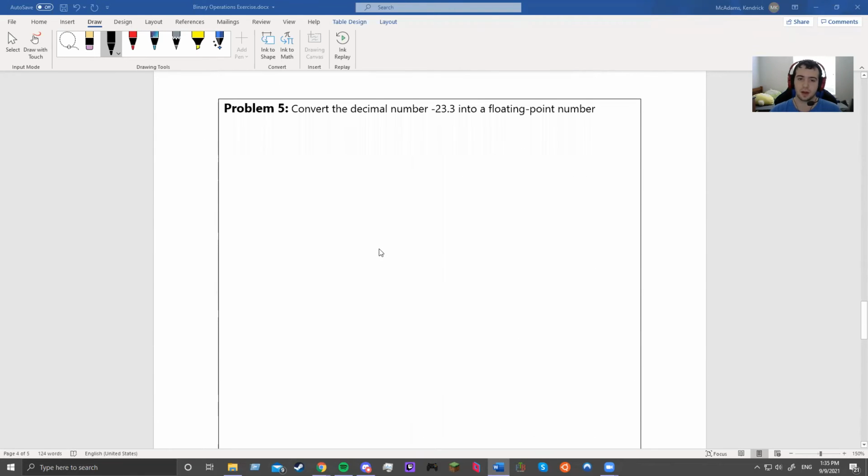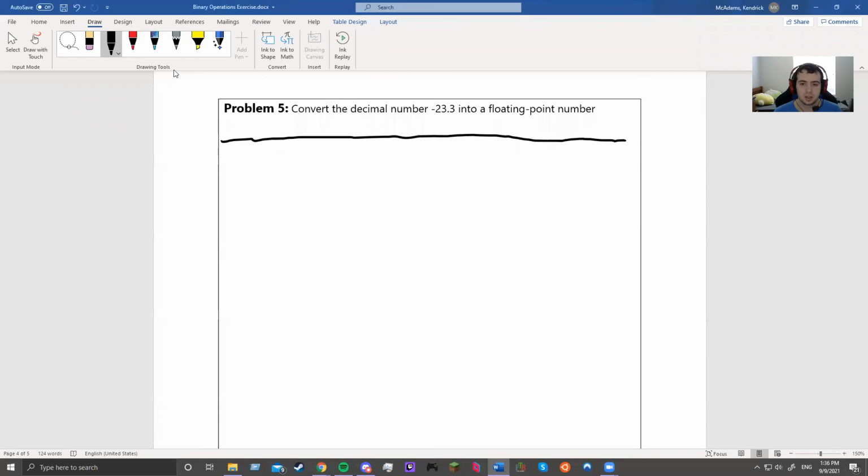This one, problem 5: convert the decimal number negative 23.3 into a floating point number. All right, so as you can see this time, it's negative, but the good thing about the way we're doing it in this format is that it being negative doesn't really mess up too much, and I'll show you why. So what we're going to do is put our line here again, because this is where we're going to put the answer as we get it.